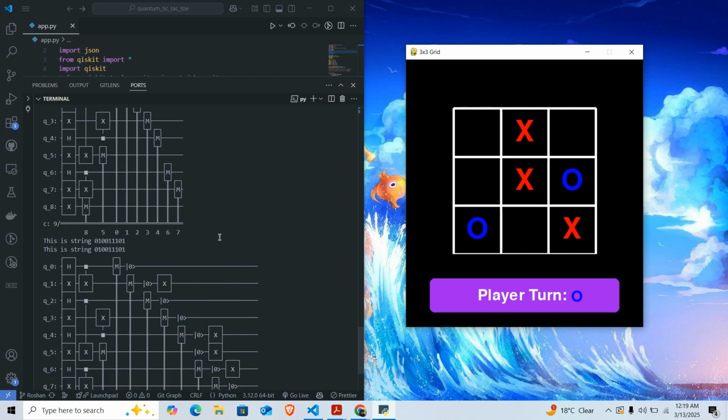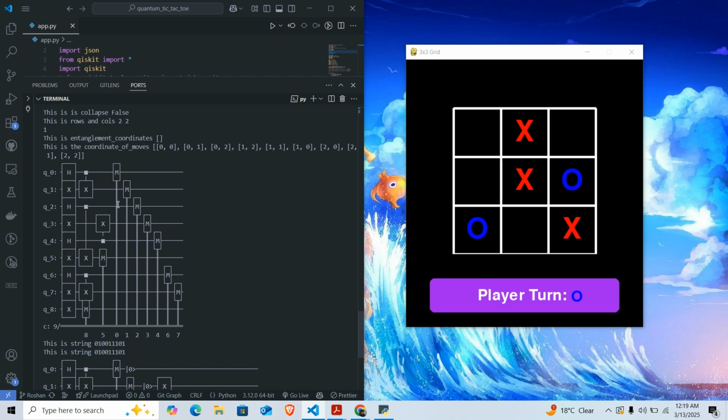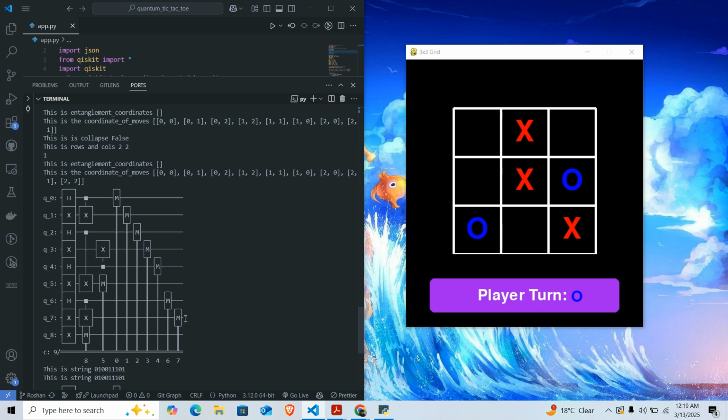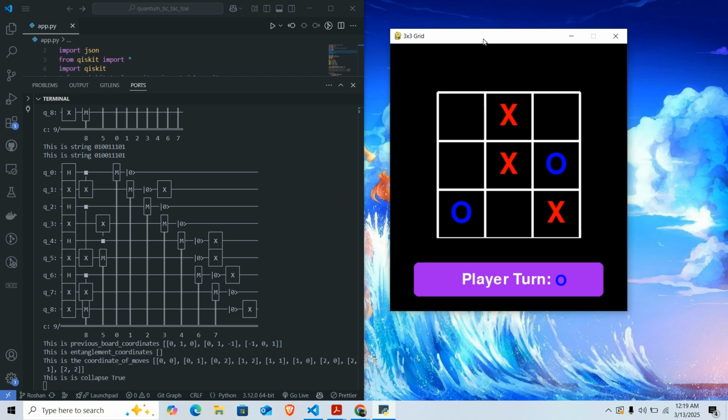This is the measuring. These measuring gates are used for the collapsing. All these circuits which were in the quantum state were in superposition. After measuring, all the circuits were collapsed, and likewise the classical bits were written. Remember in the zeroth and first position there were two X's. Now after collapse there is only one X, and there were two O's, now there is only one.